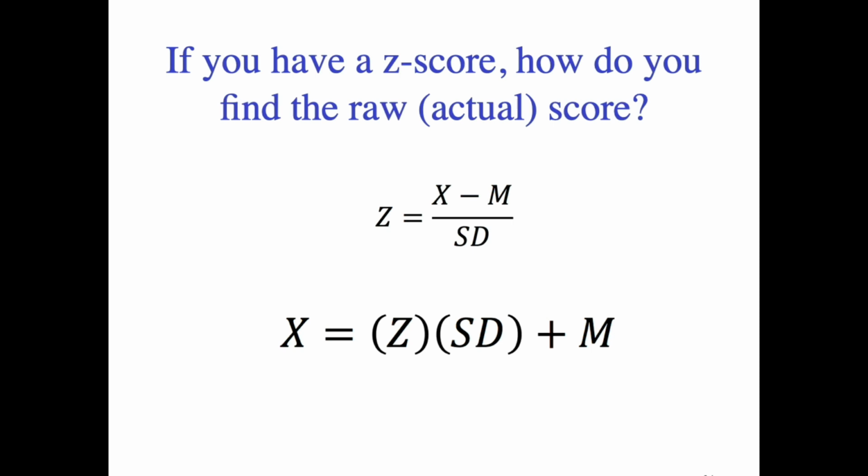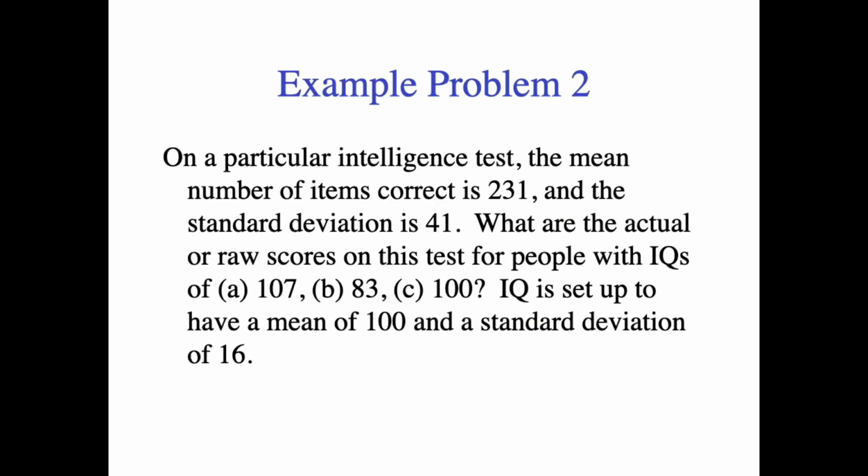So if we had the X, we converted it to a Z. Now we want to take a Z and convert it back to an X, and we use the formula here on the bottom. So in our example problem, on a particular intelligence test, the mean number of items correct is 231 and the standard deviation is 41. What are the actual or raw scores on this test for people with IQs of 107, 83, and 100?